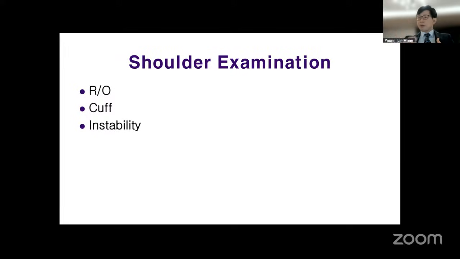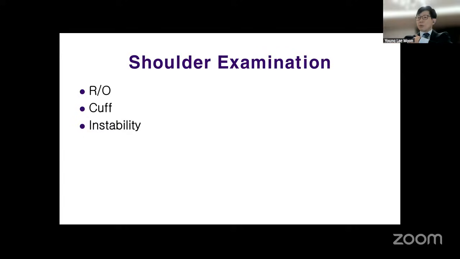Second, evaluate the rotator cuff. This includes systematic strength testing of each rotator cuff muscle, and assessing tendon integrity through specific provocation maneuvers. The rotator cuff is often the primary pain generator in shoulder complaints.